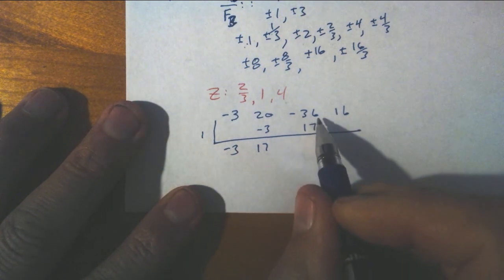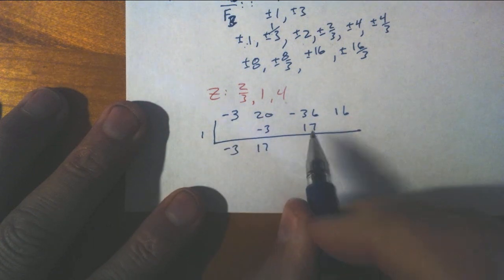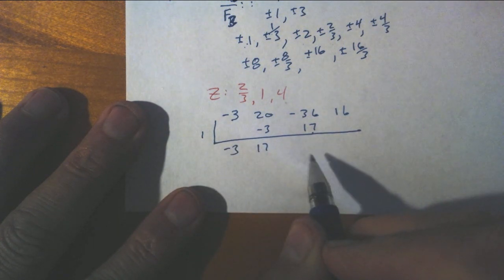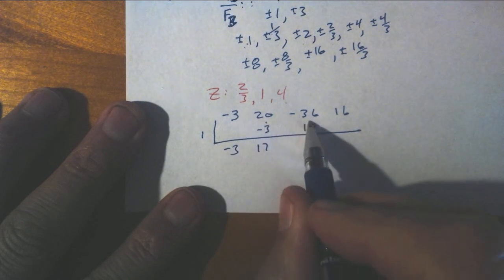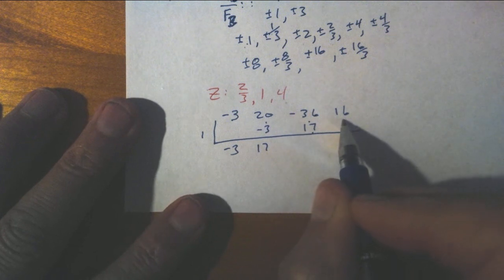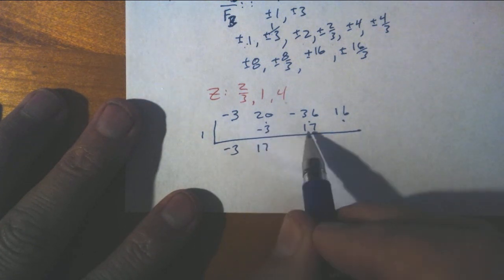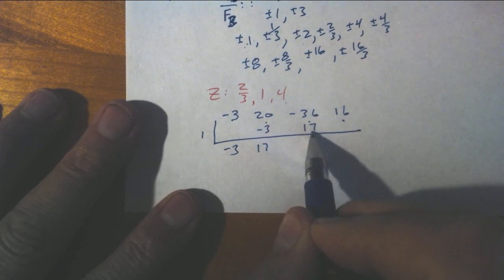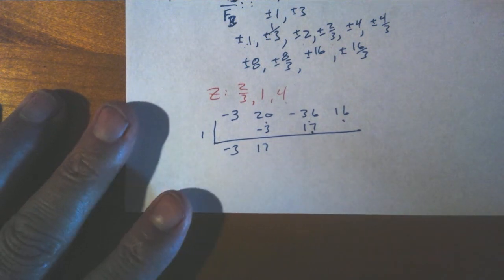Is that a 36? 36 and 16. 1, 17. That is not 16. What is the problem here? -3, 20, -36, 16. 1 should synthetically divide that, and I do not get this. I'm not going to give up on this yet because I've already put some time into this.